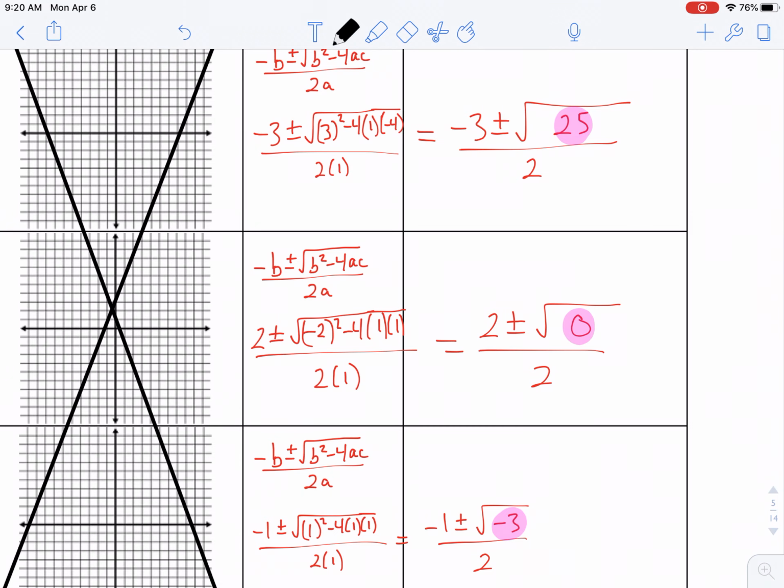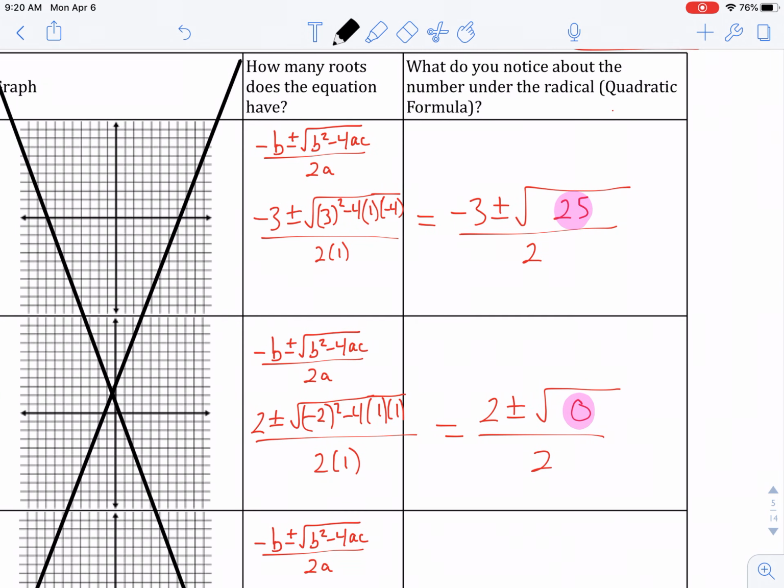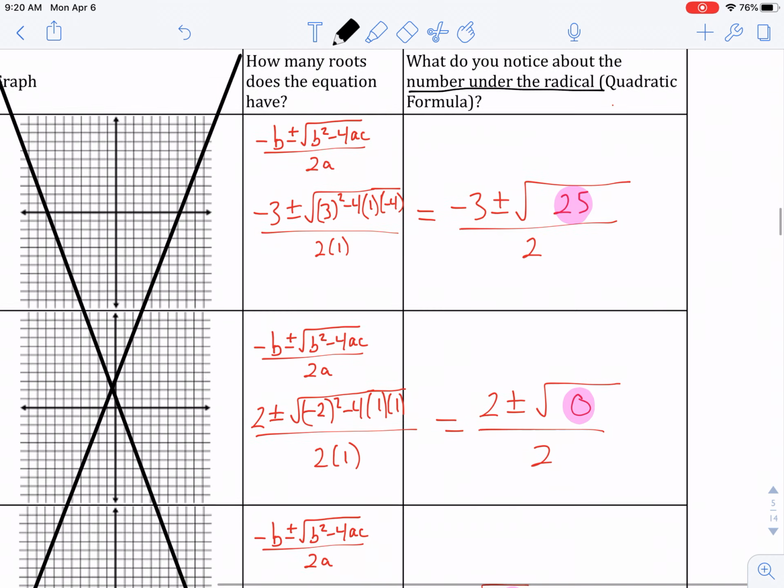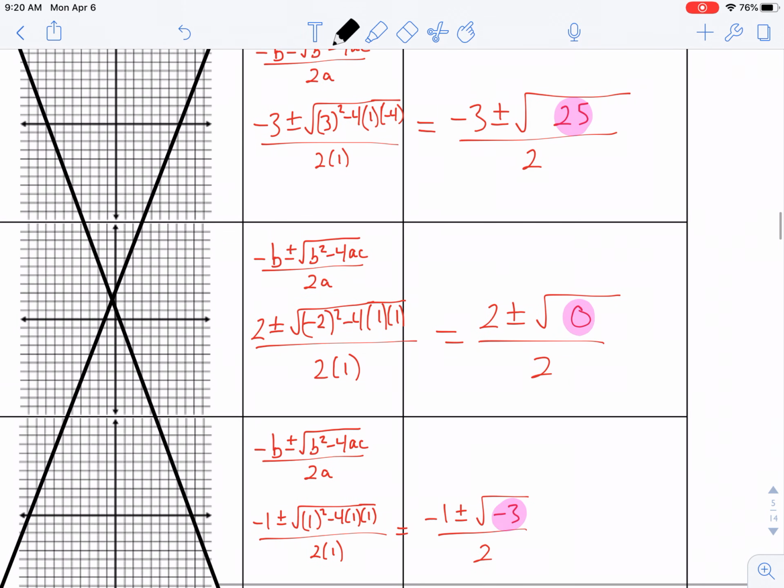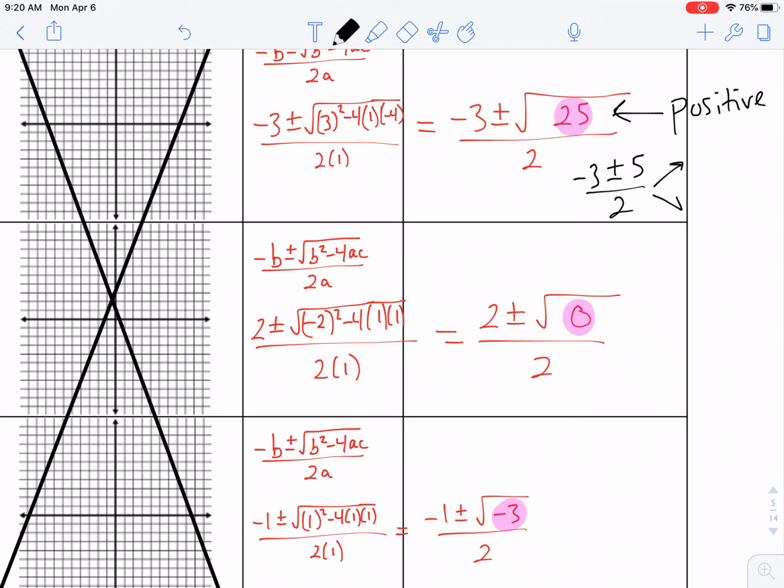Now, this last column says, what do you notice about the number under the radical? Okay? And in this first one, when you do the quadratic formula out, you get a positive number under the radical. All right, positive 25, which is good because you would just do the square root of 25, which is 5. So it would become negative 3 plus or minus 5 over 2. And then you would split it up into your 2 equations. Negative 3 plus 5 over 2, negative 3 minus 5 over 2, and then you would solve each.